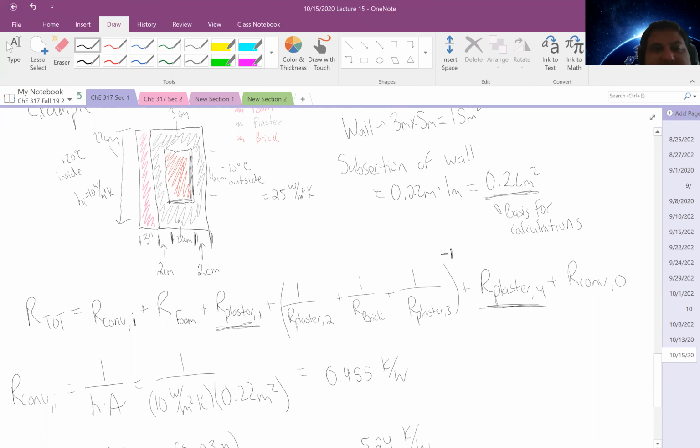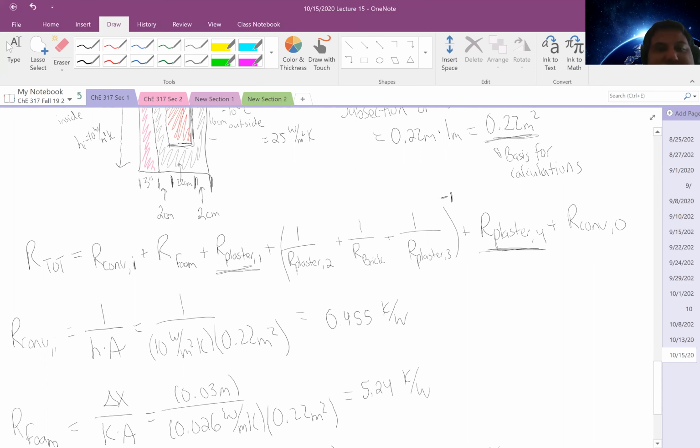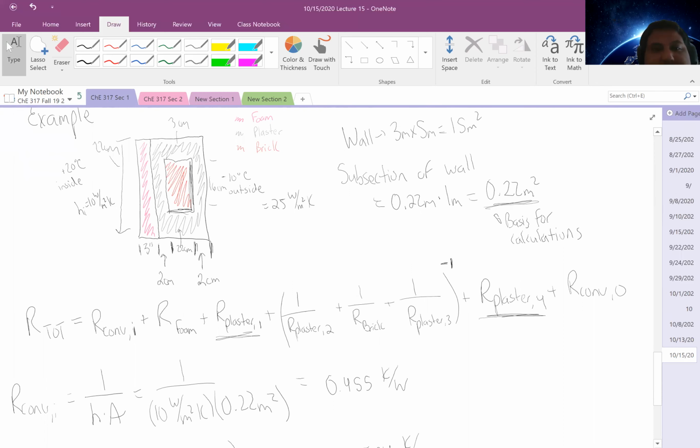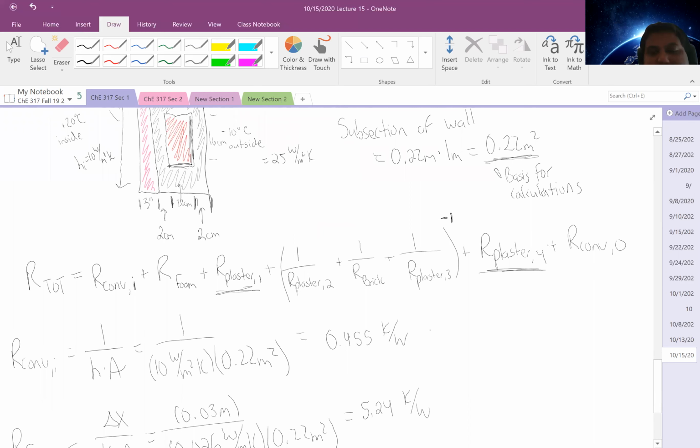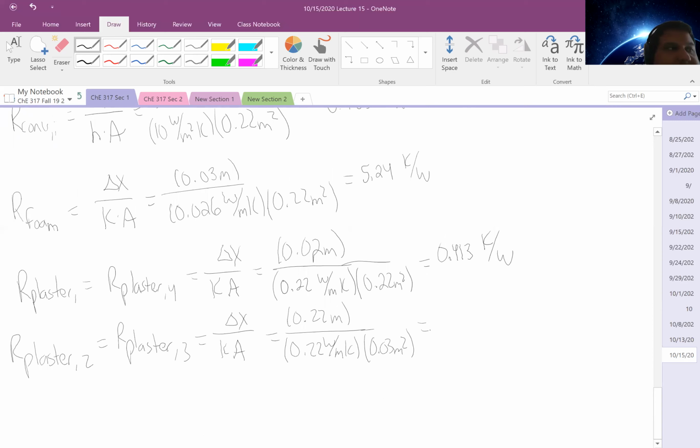Now for these, since they're 3 centimeters around the brick, the area is going to be essentially 0.03 times 1, or 0.03 square meters, where I get a value of approximately 33.3 kelvins per watt.